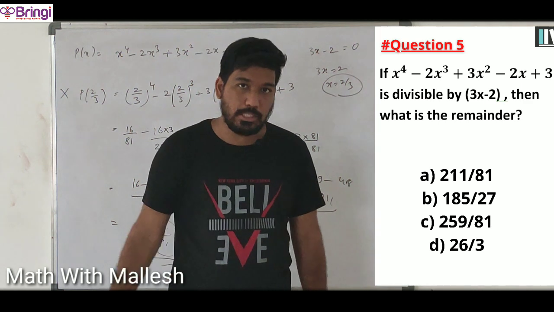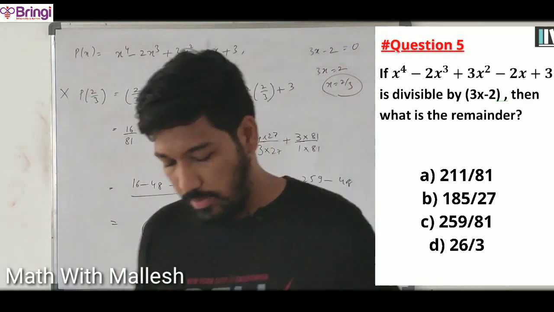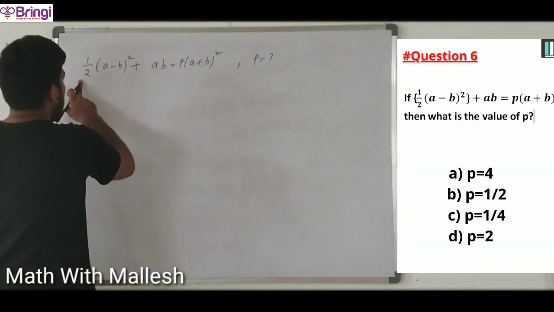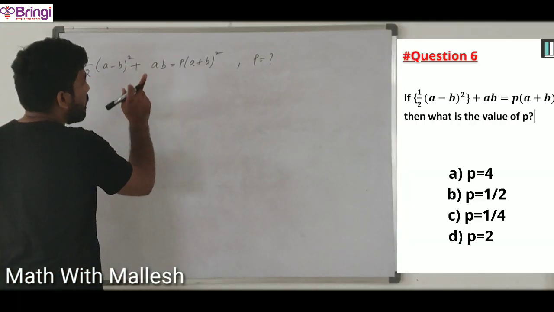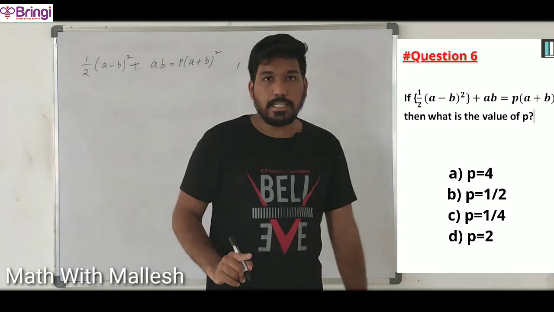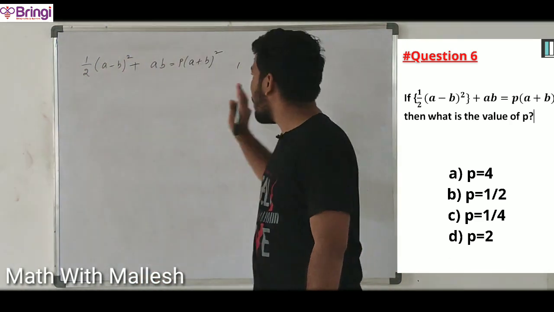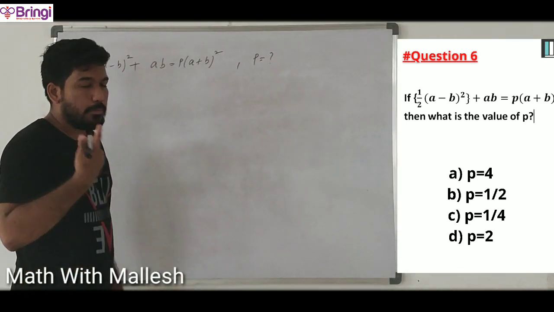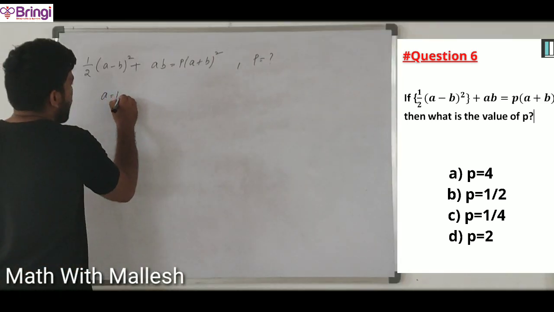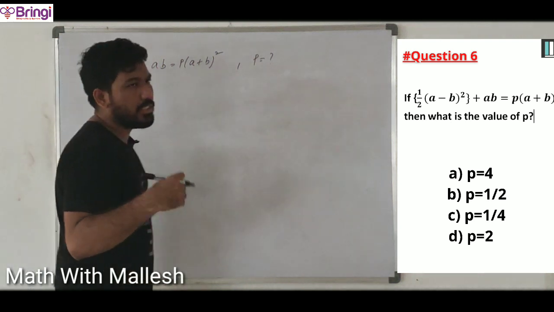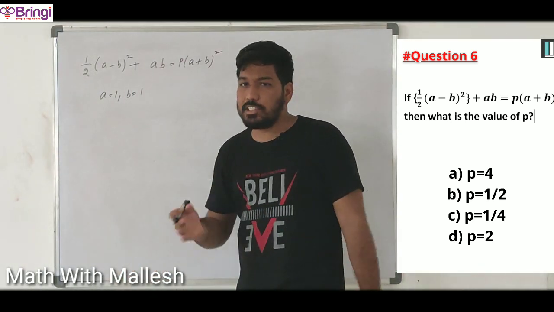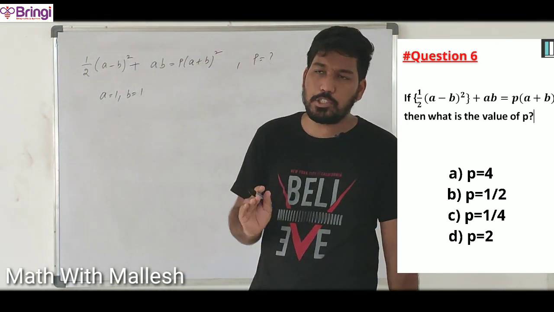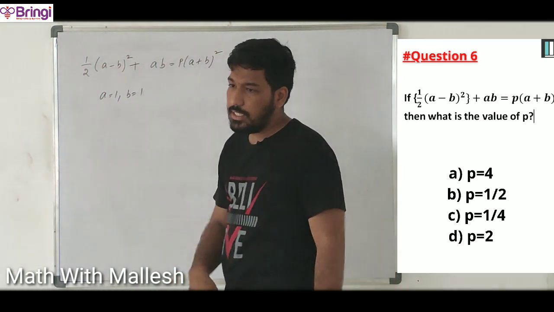So moving on to question number 6. The question: 1 by 2 times of a minus b whole square plus ab is equal to p times of a plus b whole square, and they are asking what is the p value. Simple, we can do a substitution method. Take a equals 1 and b equals 1, just substitute randomly, any 2 numbers, not only 1 comma 1, any values which satisfy here.